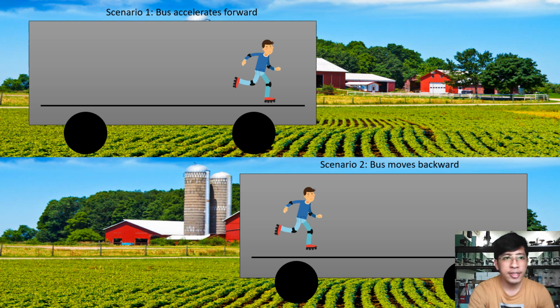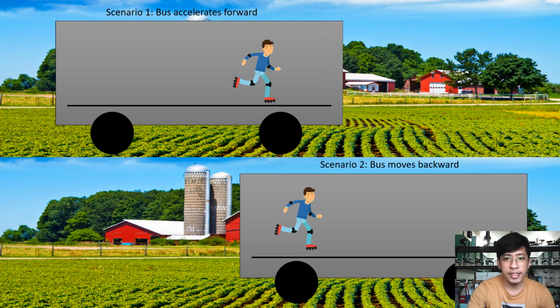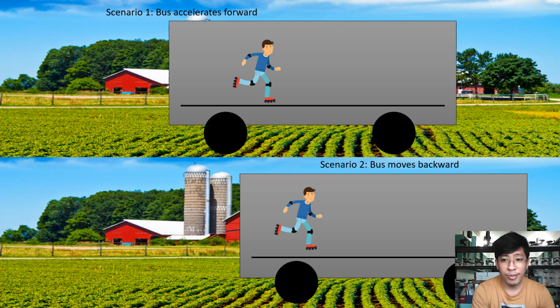So to visualize this situation, we have here two scenarios. The first scenario, we have a bus that is accelerating forward. And then the second scenario, we have a bus that moves backward. In the first scenario, you are standing near the front end of the bus. Let's say that the bus suddenly accelerates forward, and you would observe something like this. As the bus moves forward, you'd observe that you tend to move backwards, right?